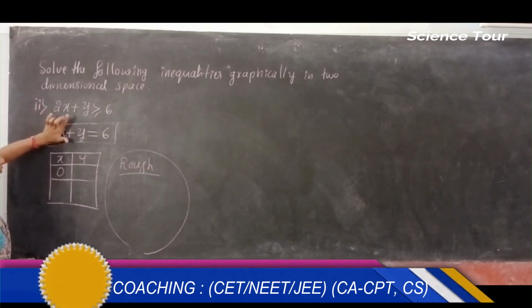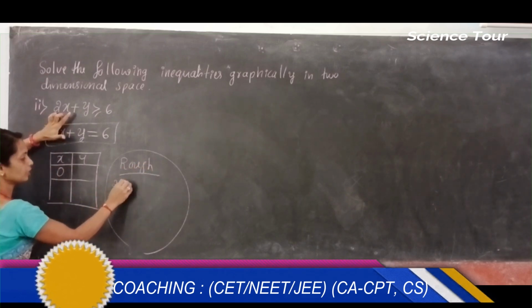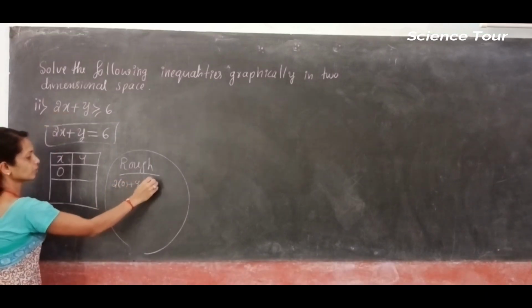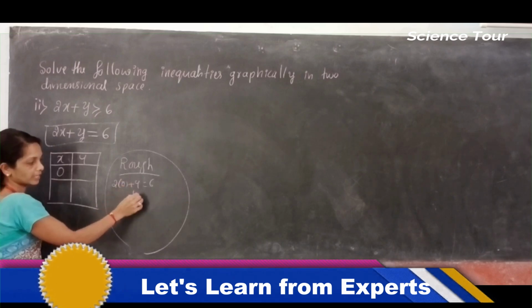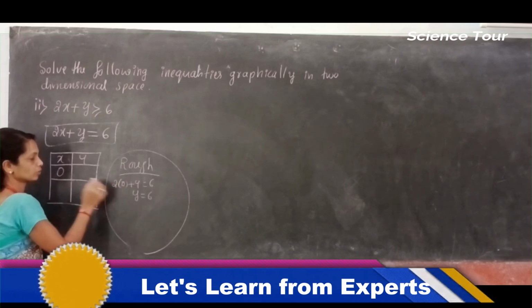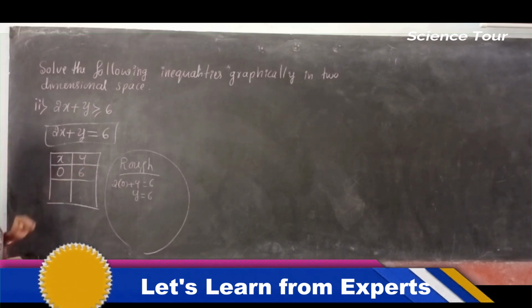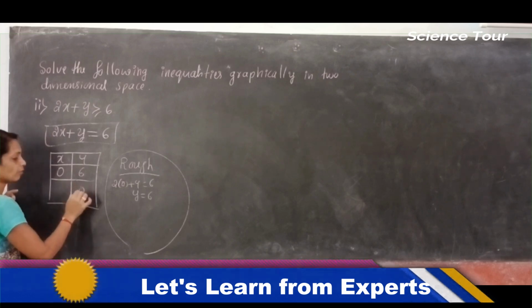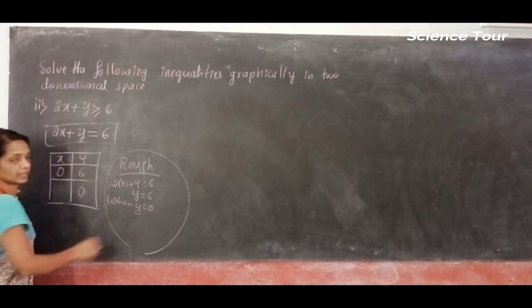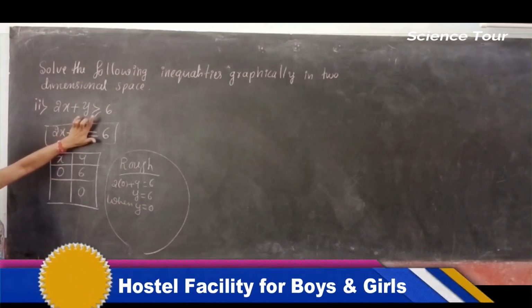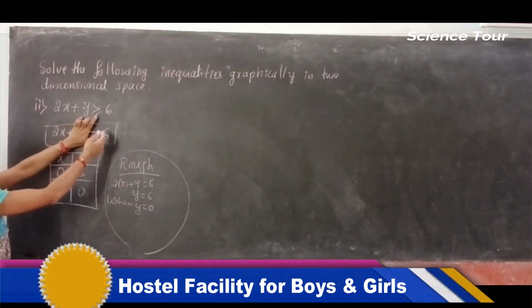When x equal to 0, what you will get? 2 into 0 plus y is equal to 6. This will vanish. 2 into 0 is 0, 0 plus y is y, so y is equal to 6. So enter that in the y place. Next, when y is equal to 0, what you will get? When y is 0, this term will vanish. You will get 2x equal to 6.